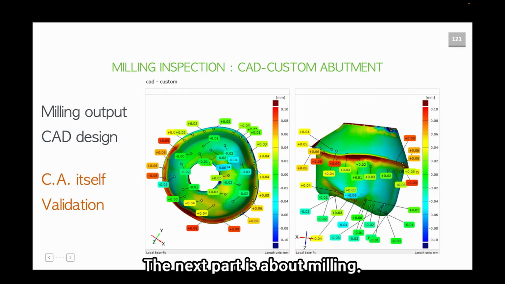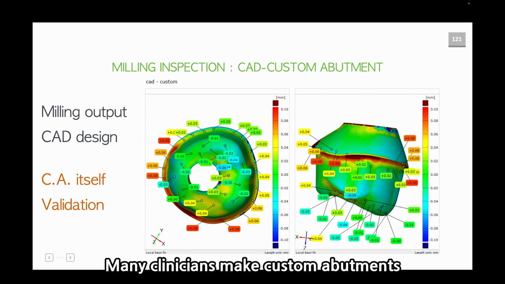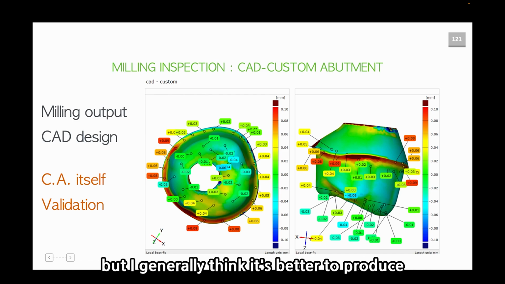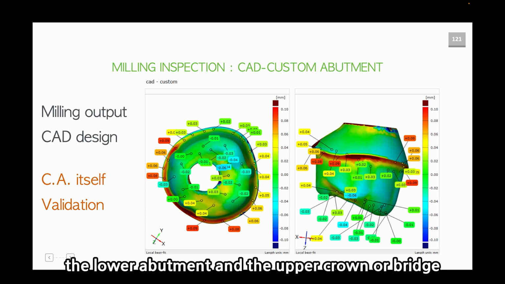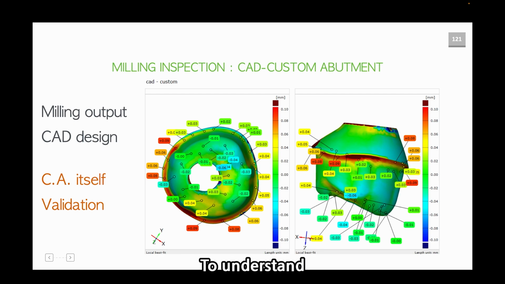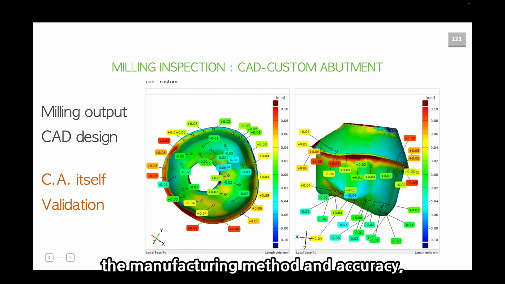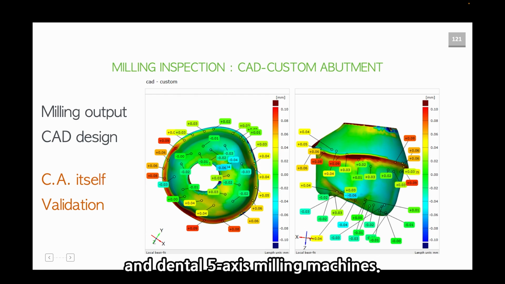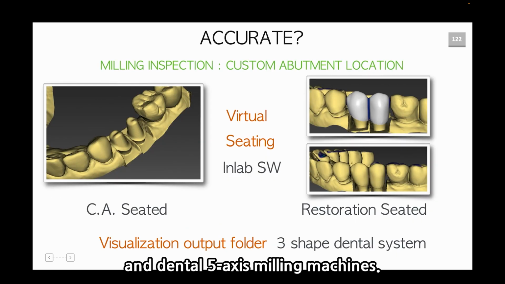The next part is about milling. Many clinicians make custom abutments and then attach them into the mouth and rescan, but I generally think it's better to produce the lower abutment and the upper crown and bridge simultaneously. To understand the manufacturing method and accuracy, it's good to study more about CNC milling and dental 5-axis milling machines.